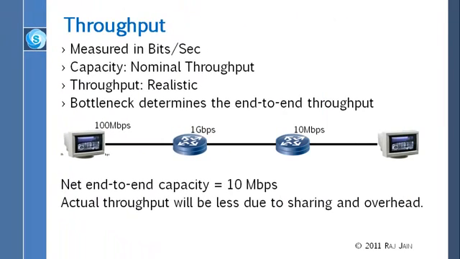Alright, so now we move on to the next measure of performance, and that is throughput. Throughput is measured in bits per second. And somebody says capacity. Capacity means nominal throughput, and when we don't say capacity, we mean throughput, which means realistic. So what's the difference? Nominal is what we use in the sales literature. That is the maximum possible. Actually, it is not even possible, but that is the rate at which we generally sell.